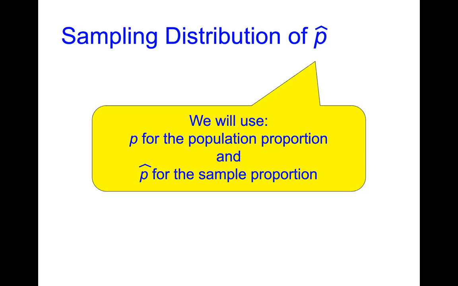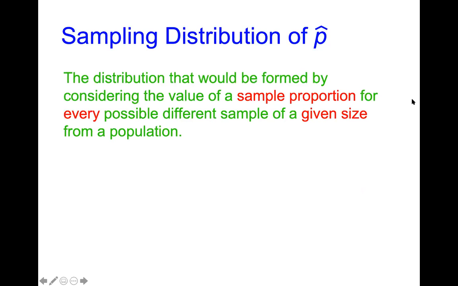On your notes, by the way, we're jumping down to the second half just because we're virtual. It's a little harder to do the activity, so we're going to skip the activity and go straight to the meat of the lesson. All right. So notation: P is for population proportion, P hat for sample proportion.